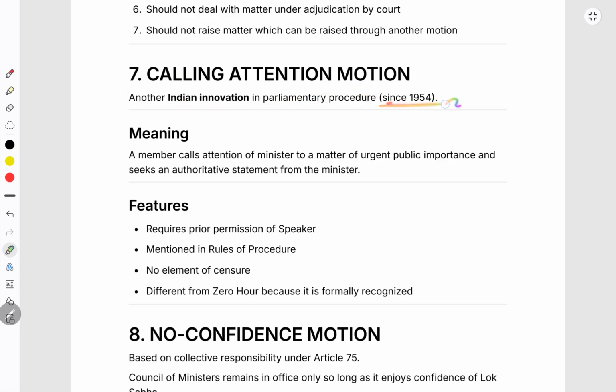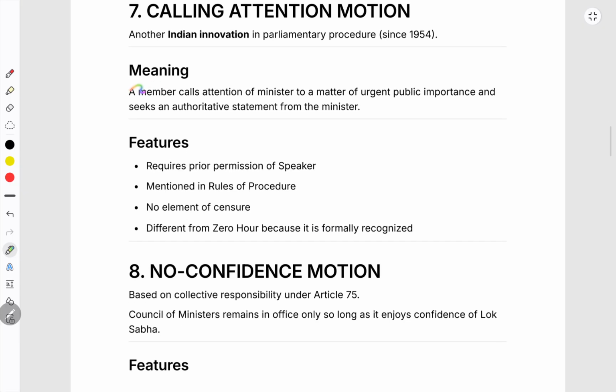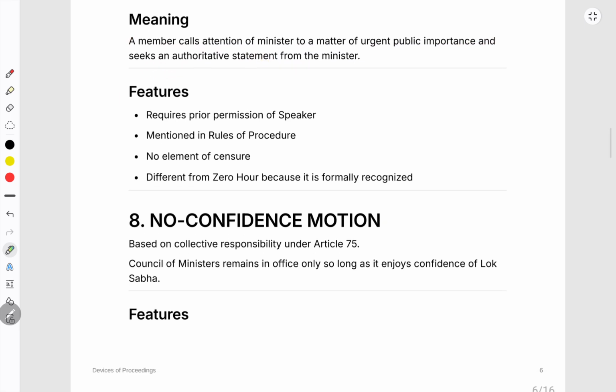Okay, this has been there since 1954, like the zero hour. Zero hour was also an Indian innovation. Calling attention motion is also an Indian innovation. So here, a member calls the attention of a minister to a matter of urgent public importance and seeks an authoritative statement from the minister. Okay, this requires prior permission of the Speaker, but this is mentioned in the rules of procedure.